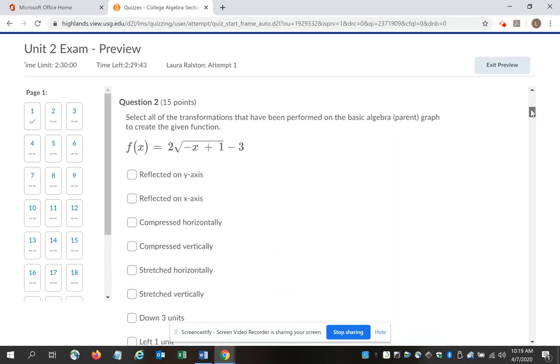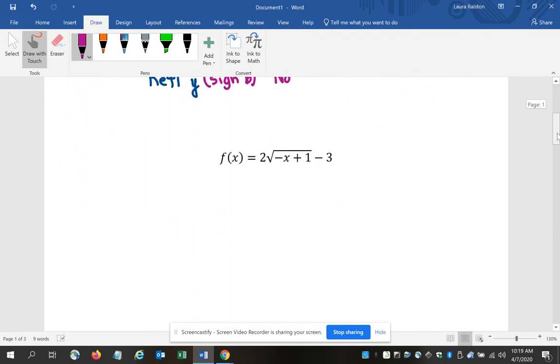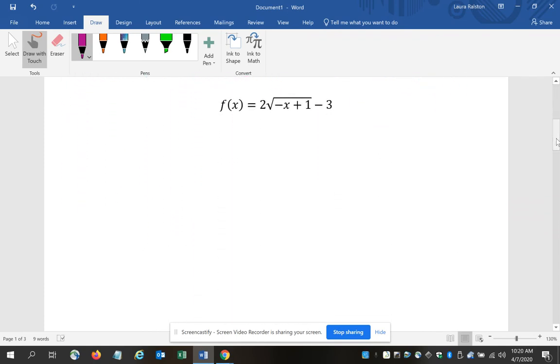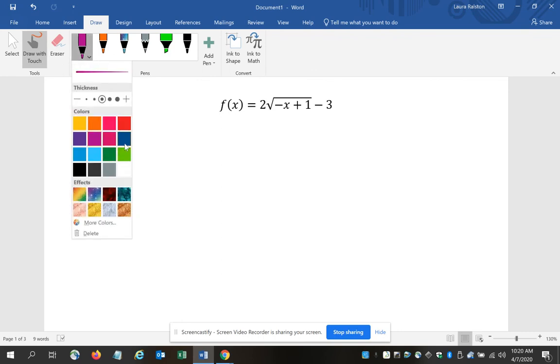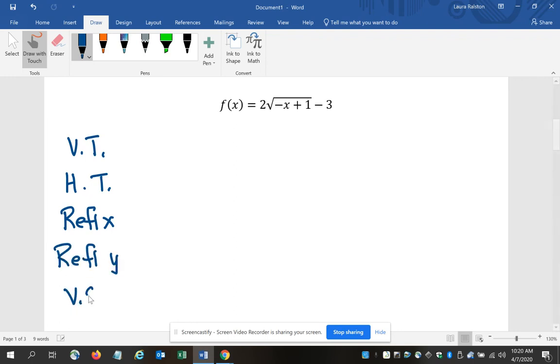Then we move to question 2. It's another question where you have to select all the transformations. Again, I transferred it over into a Word document so we could talk about it. The function was f of x equals 2 times the square root of the opposite of x plus 1, minus 3. And again, you need to be able to tell me the vertical translation, the horizontal translation, whether there's a reflection on x, whether there's a reflection on y, and whether there's a vertical stretch or shrink.